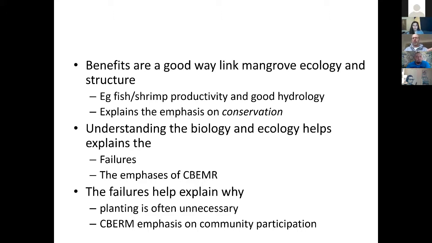And hopefully you'll also see why the failures explain why planting is often unnecessary, because natural regeneration will do it, or the site has never been appropriate and we shouldn't be working on that site. And the CB part of this emphasizes the community participation, and I'm going to talk about community engagement after the break.